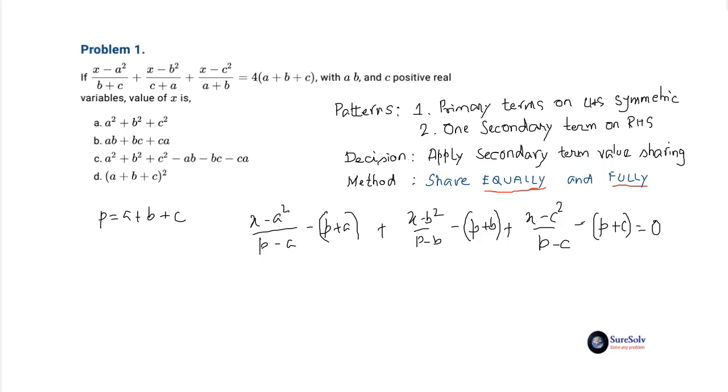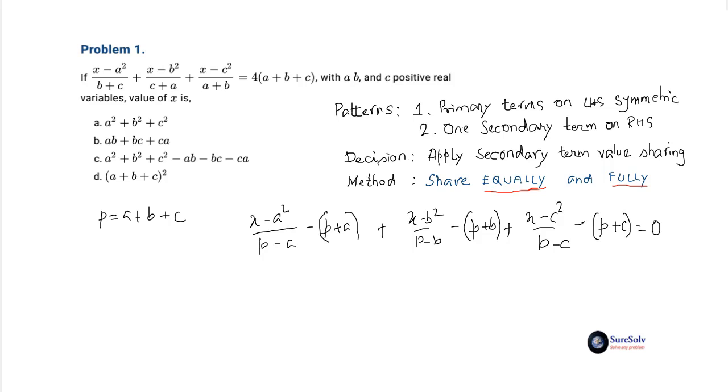When you combine x minus a square by p minus a with minus p plus a, the minus a square in the numerator gets eliminated, leaving just x minus p square. What happens with the second and third combinations? The numerator in these 2 cases also become x minus p square. So we can take out x minus p square as a factor. What happens with the second factor?